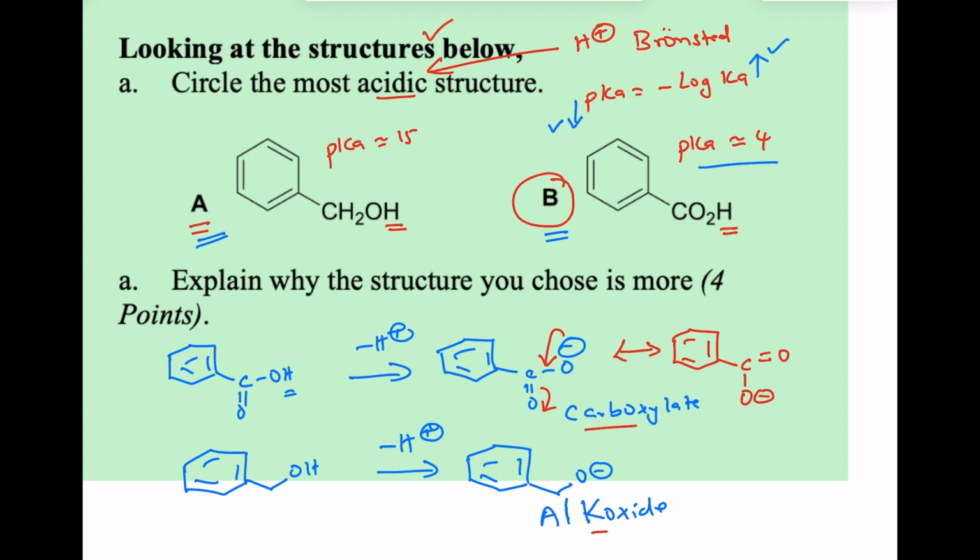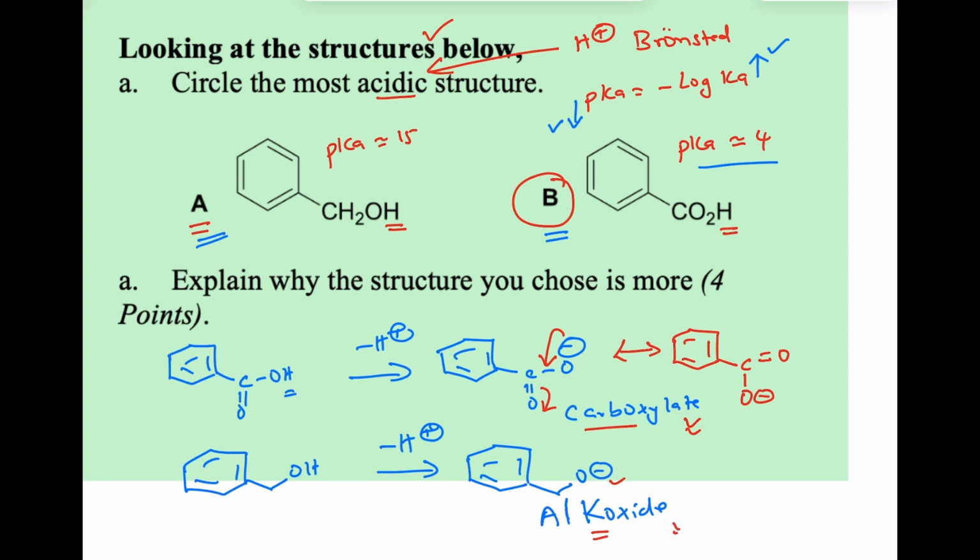Compare that to the alkoxide ion, where this minus charge is not distributed. It's localized on the oxygen. And because of that, it's not going to be stable. So because carboxylate ions are more stable than alkoxide ions, that means carboxylate ions will form easier and faster and quickly.